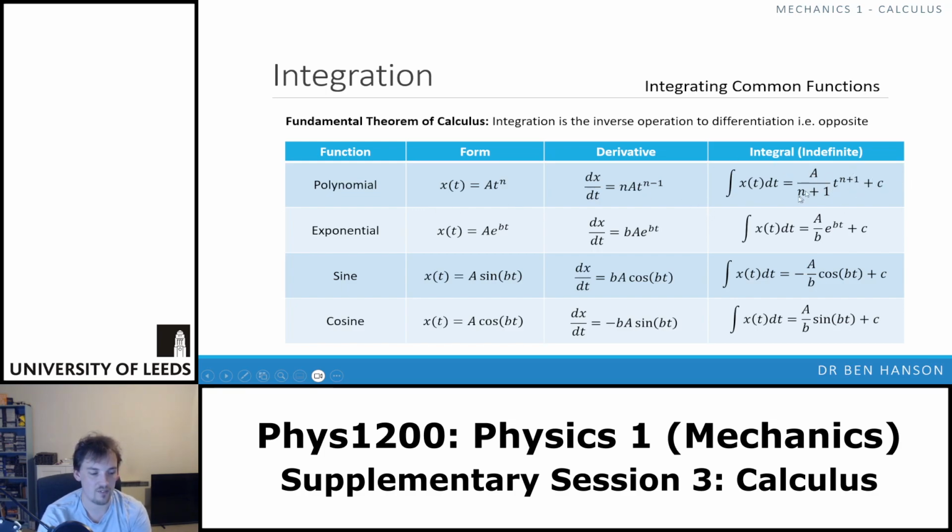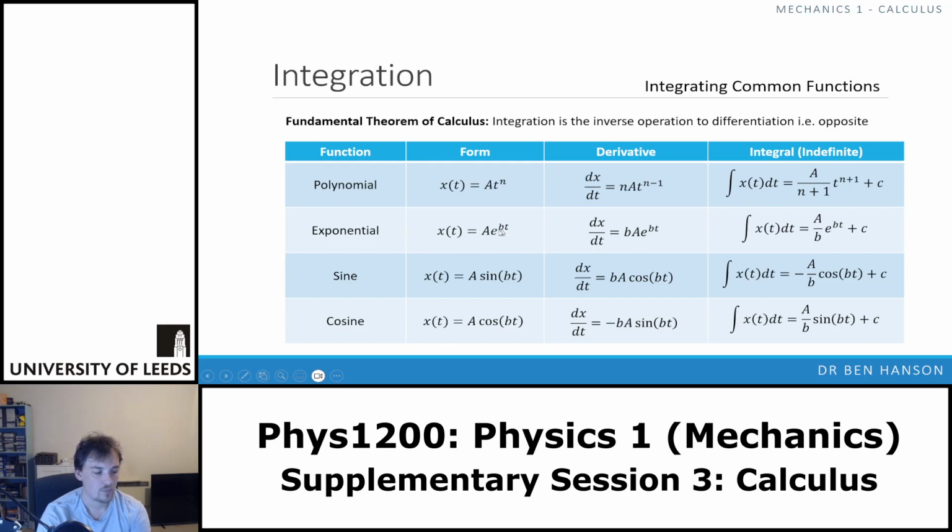So add 1 to the power, divide by that power. And you can check that if I take the derivative of this, take down an n plus 1, it cancels with that n plus 1 and take 1 off, a t to the n, and the constant goes away, I get the same function back if I take the derivative of the integral. So these two operations are inverse because they cancel each other out.